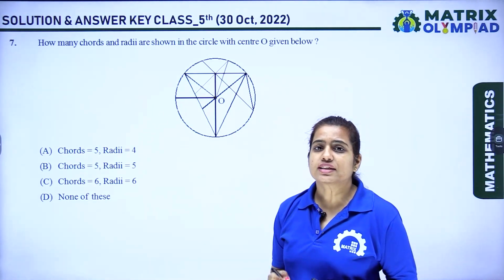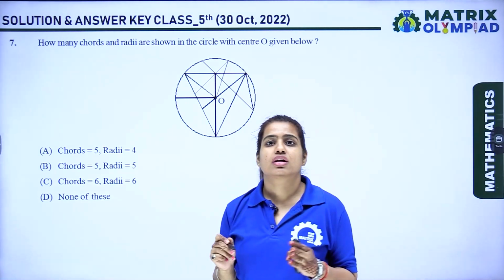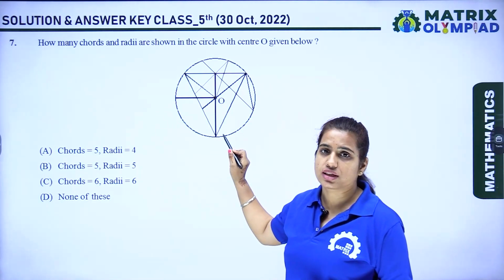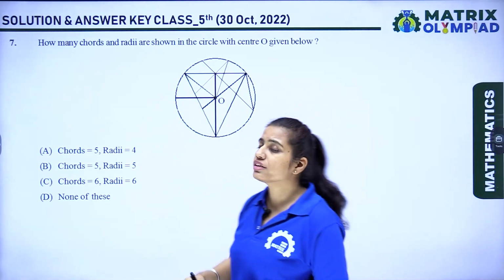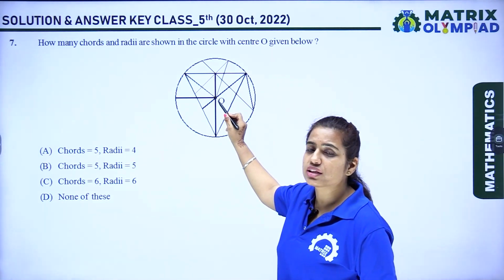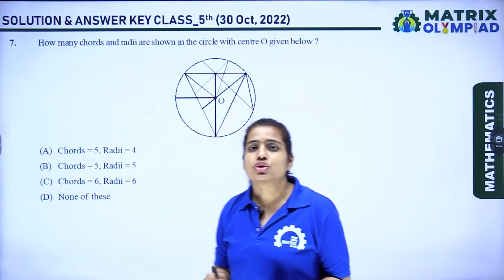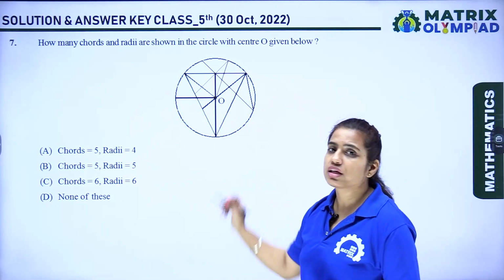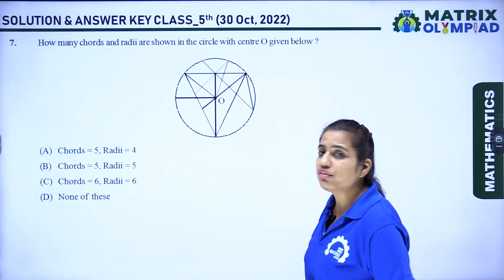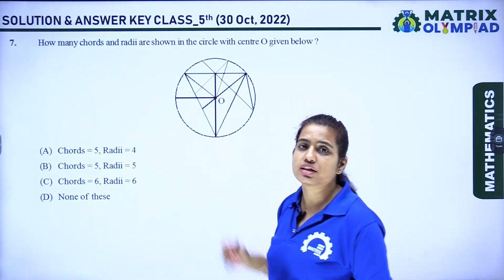Now first of all, let us clear the terms. Chords are the line segments joining 2 points on the circumference of the circle. And what is radius? Radius is a line segment with one end point at the center of the circle and the other end point on the circle. So we have to find out chords and radii from this given figure. Now let's begin.